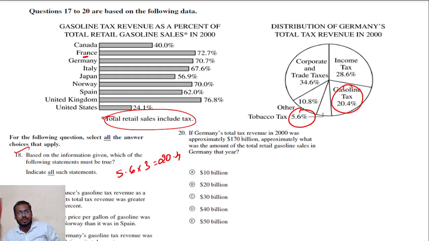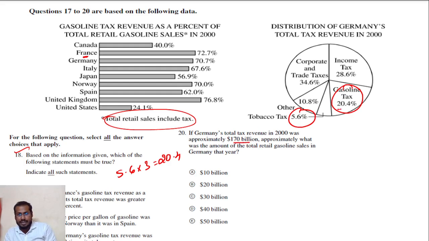If Germany's total tax revenue in 2000 was approximately $170 billion, approximately what was the amount of the total retail gasoline sales in Germany that year? So this is the question. For this question, we need to take both the diagrams. Okay, look at this. From the second diagram, Germany's total tax revenue is 170 billion.